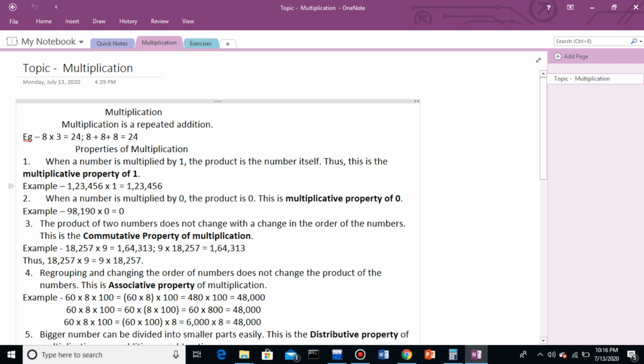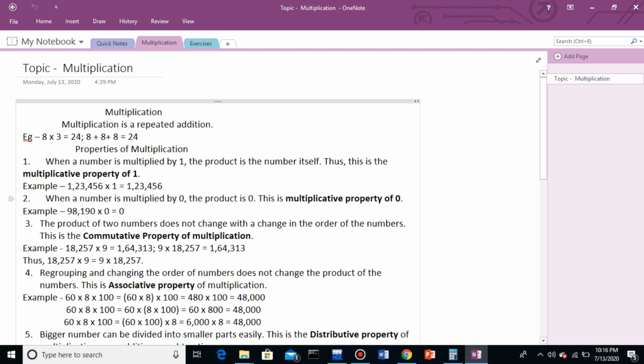Okay. Properties of multiplication. Now when a number is multiplied by 1, the product is the number itself. Thus this is the multiplicative property of 1. You can see the example: 1,23,456. If you multiply it by 1, the product will be the number itself. So this is the multiplicative property of 1.